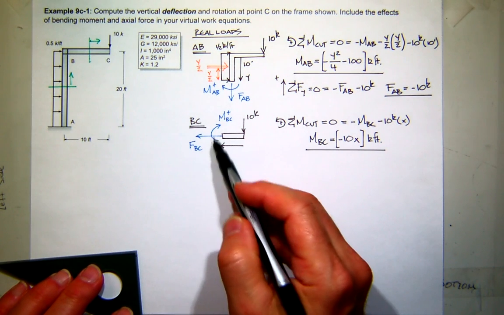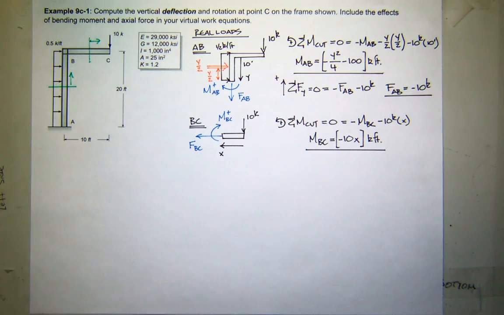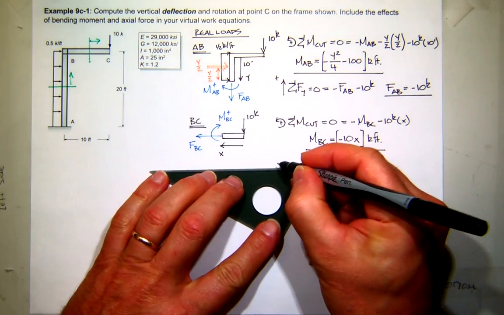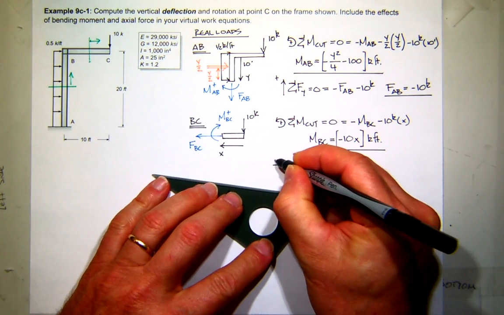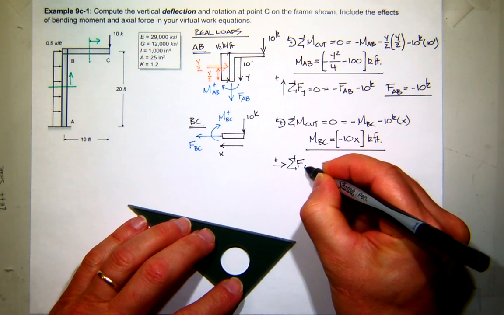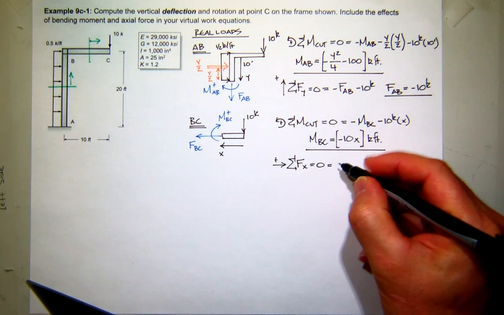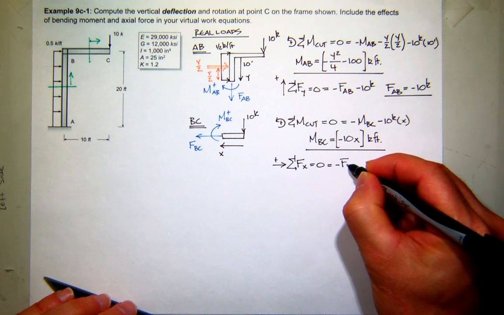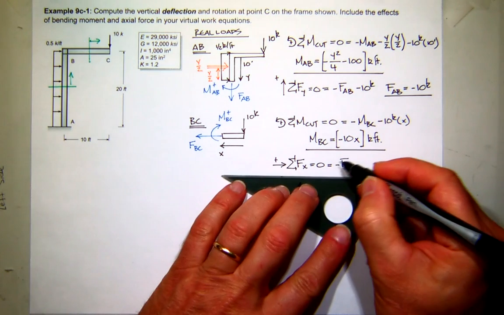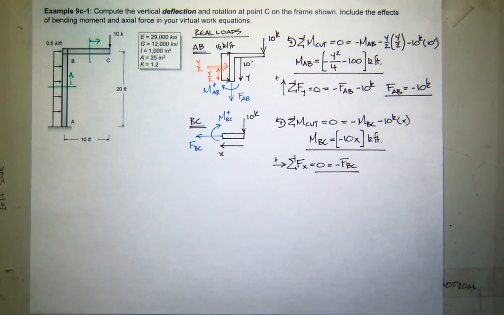How do I find this force BC, this axial force? Sum forces in the X. I'll assume to the right is positive for my sign convention. So I'll sum forces in the X, make sure it's in equilibrium. And then really all I have is the force BC. So it's 0. There is no axial force in BC.